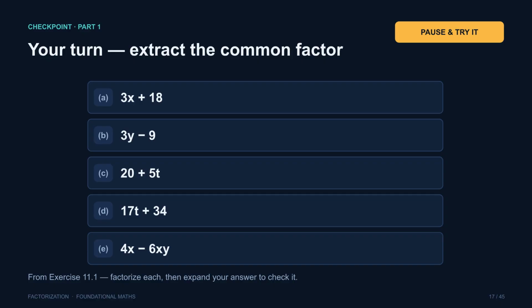Checkpoint 1. Pause the video here. You have 5 expressions from exercise 11.1. Your task is to find the common factor, write it outside a bracket, and then expand to check your result.